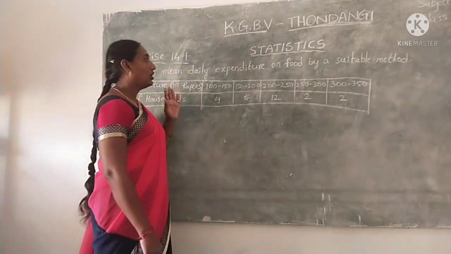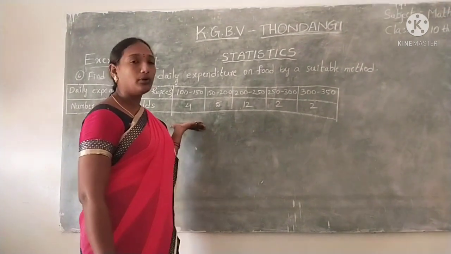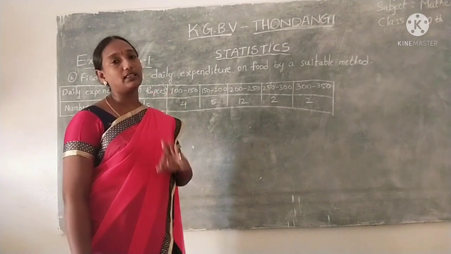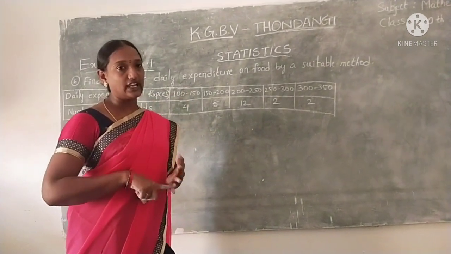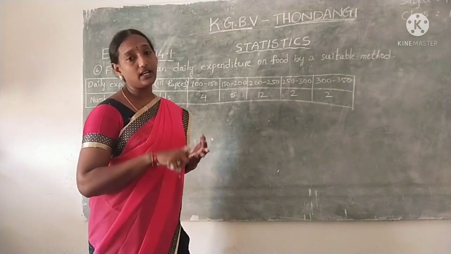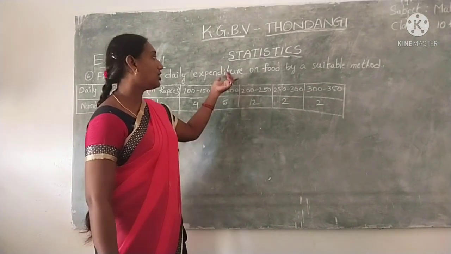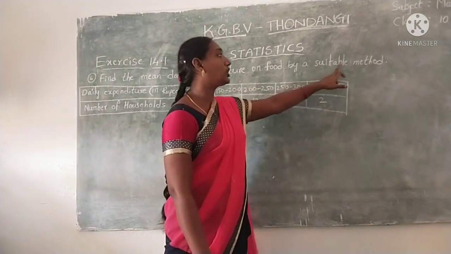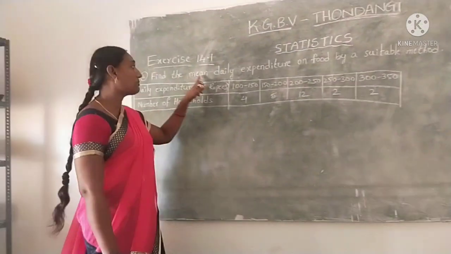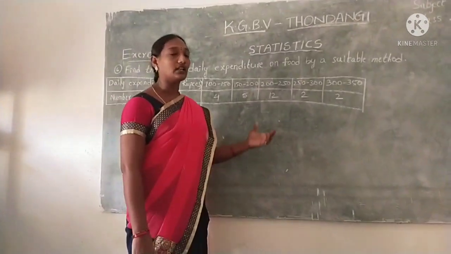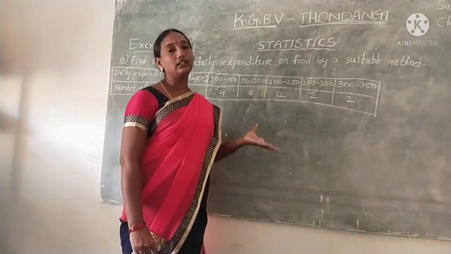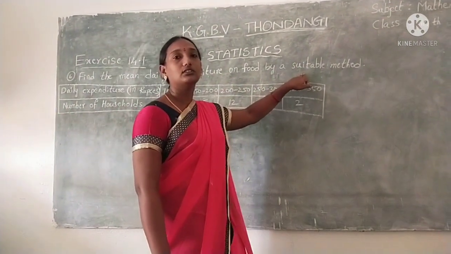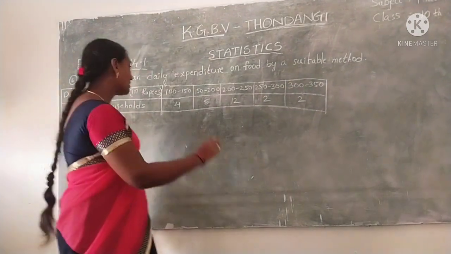Next, the sixth question in exercise 14.1 is: find the mean daily expenditure on food by a suitable method. So already we learnt about finding the mean for grouped data in 3 methods: first the direct method, then the assumed mean method, and the step deviation method. Here the problem says find the mean by a suitable method. So children, we can take any one of the 3 methods.